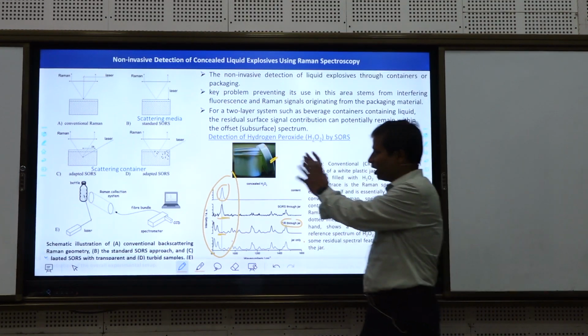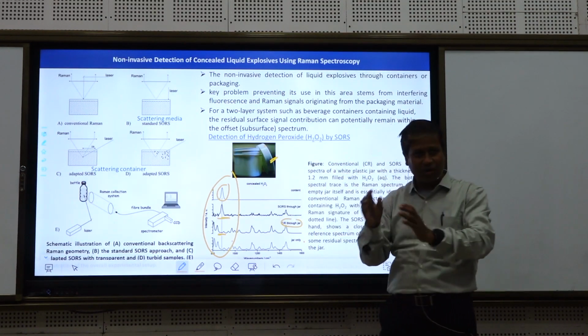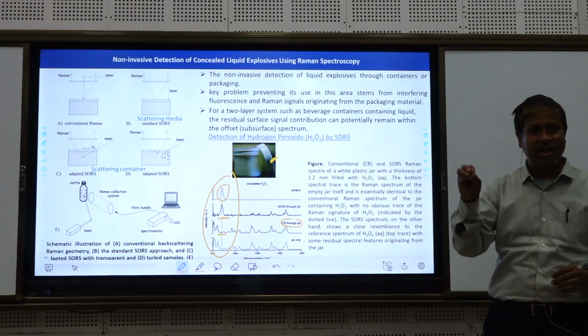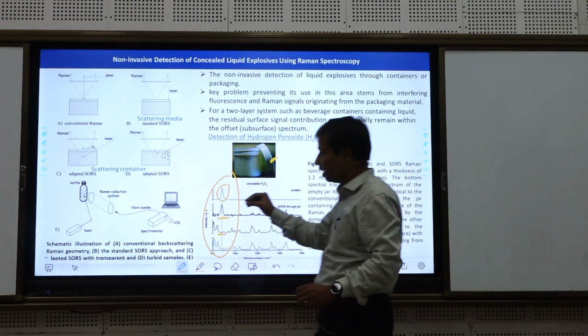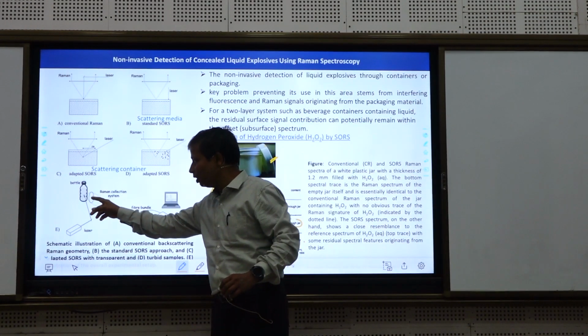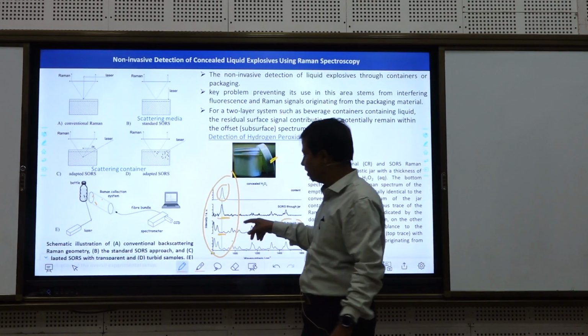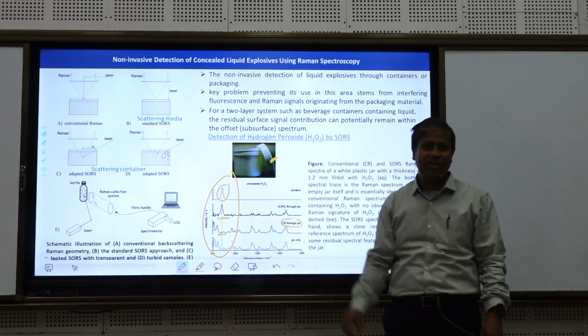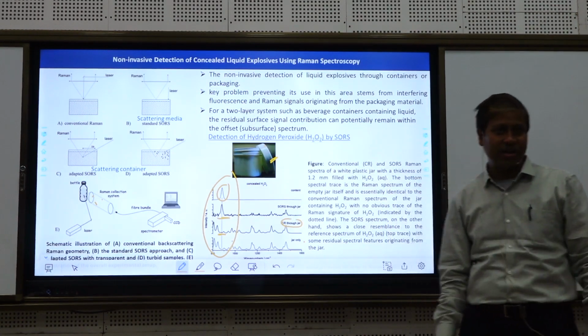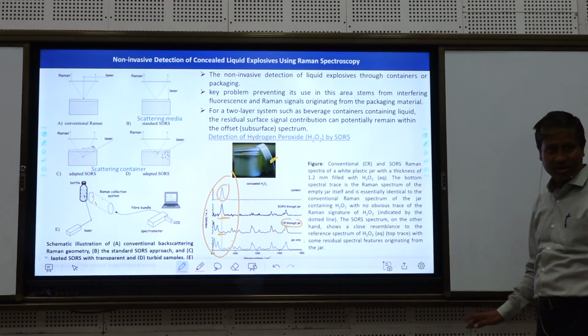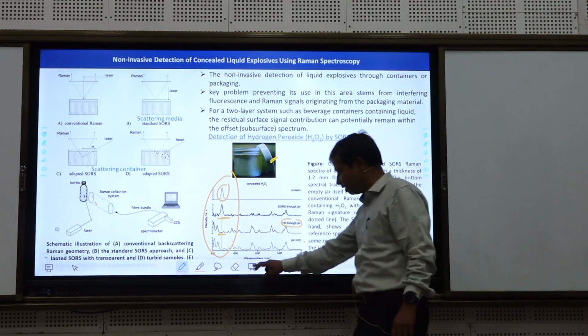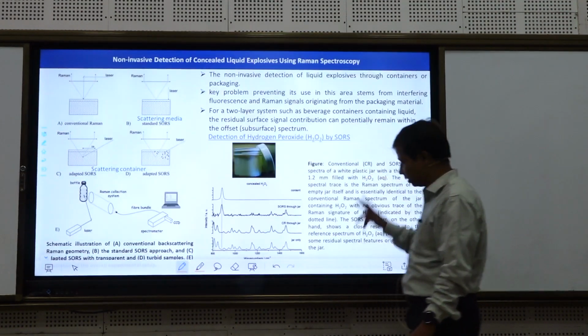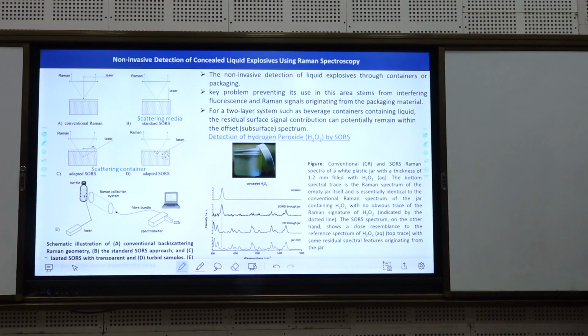So this means you have a jar and you just focus the laser light on the jar, use some mechanism to take that scattered radiation by collecting optics, and then you can tell whether H2O2 is inside the jar, even without opening it. So this is a very interesting observation, an interesting finding.